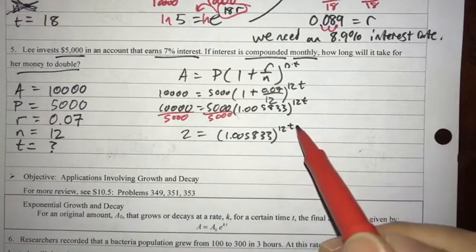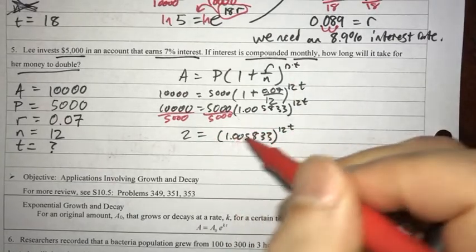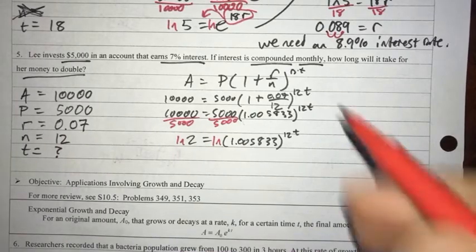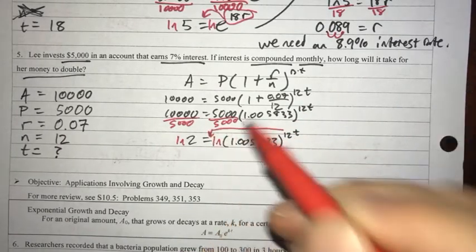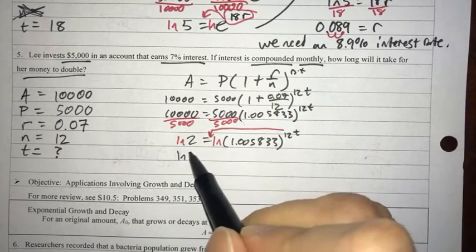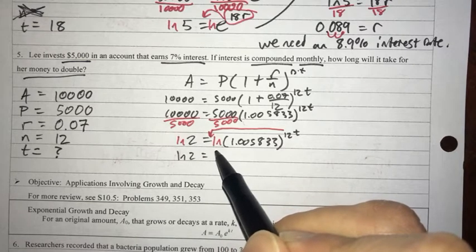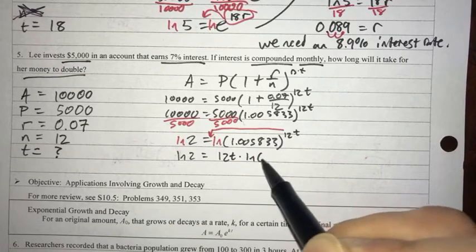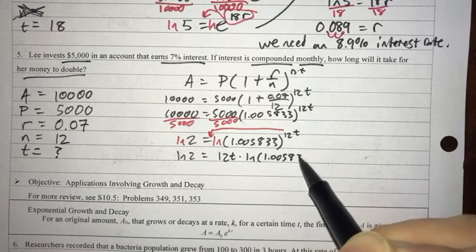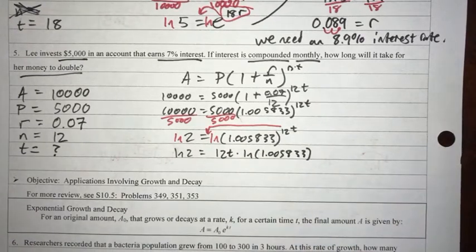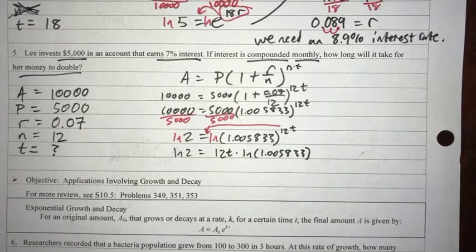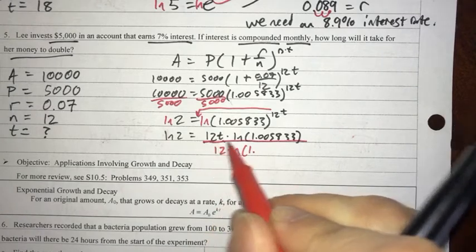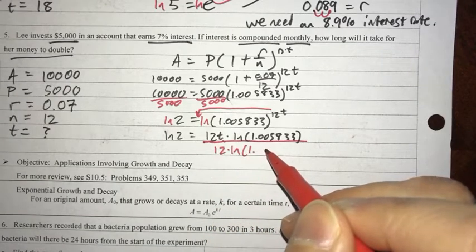Now, if I want to get to this exponent, it needs to drop down, but I can only do that by applying the log to it, natural log. So this is natural log of 2 equals, okay, what do we have over here? We have 12t is now in front, and then natural log of 1.005833. How do I get t by itself? I need to divide by 12 and natural log of 1.005833.